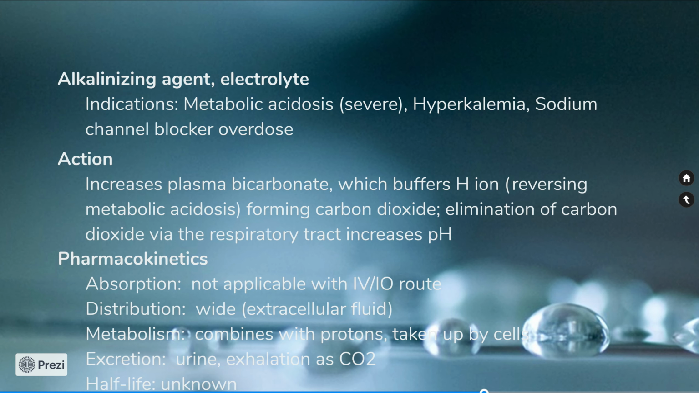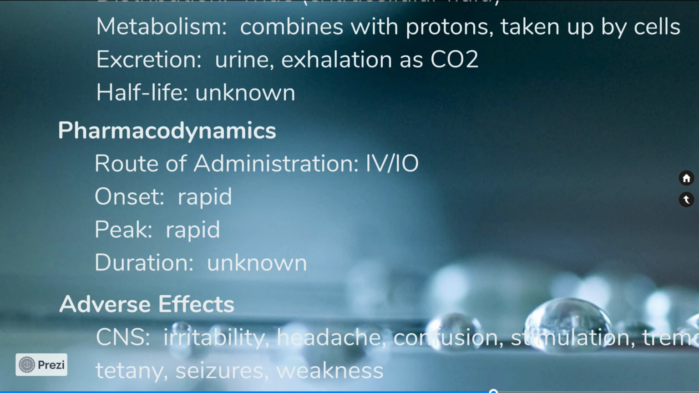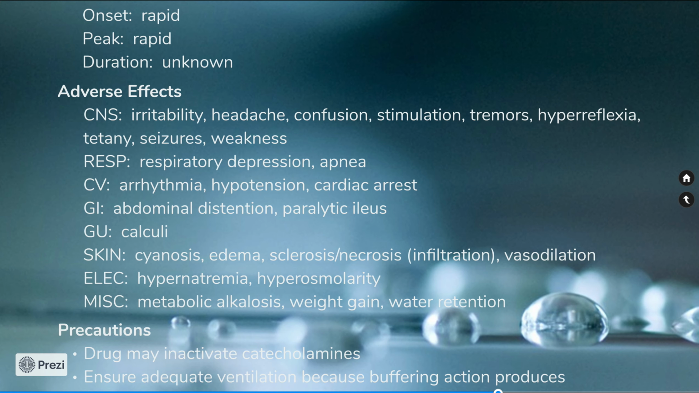All right. So, sodium bicarbonate increases plasma bicarbonate, so it buffers your protons or H plus ions. It's important that when you use sodium bicarbonate, you are in a well ventilated area or you are providing adequate ventilation to the patient, adequate oxygen, because they will produce carbon dioxide. Pharmacokinetics, pharmacodynamics of sodium bicarbonate, a listing of the adverse effects of sodium bicarbonate. Note that, of course, sodium bicarbonate will cause hypernatremia. It can cause formation of kidney stones. It can cause respiratory depression because of alkalosis.